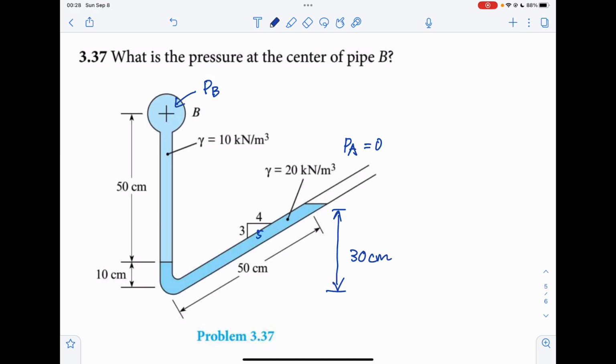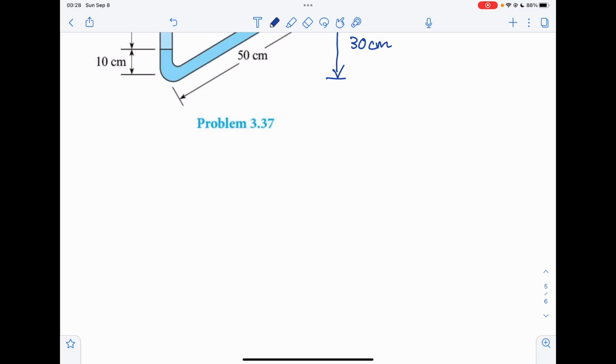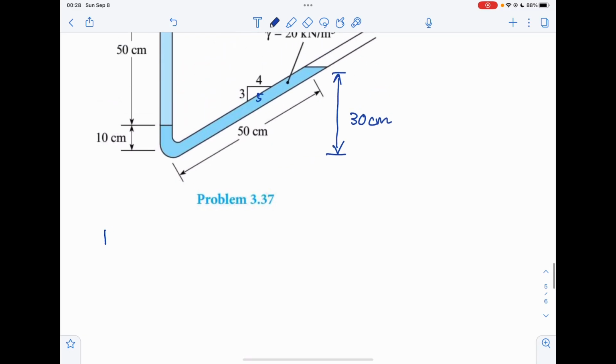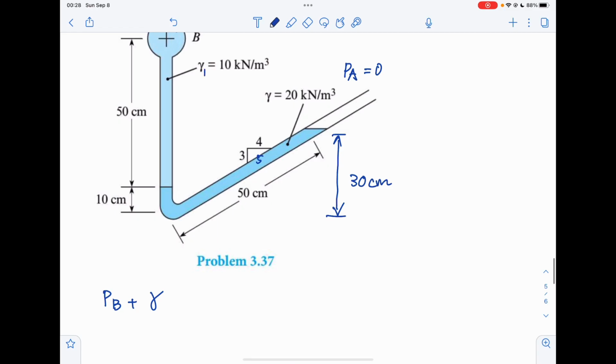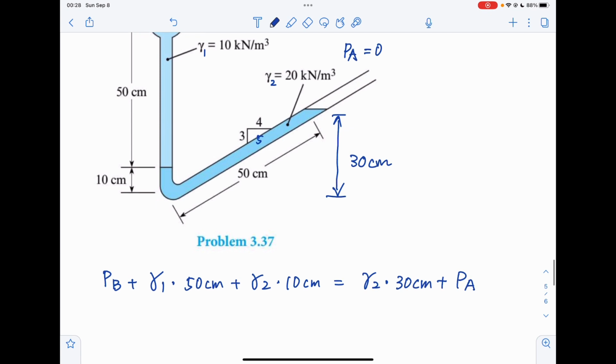So now we're going to write down the equation for the pressure at point B. The pressure at point B plus the gamma, let's say gamma 1 here and gamma 2 here, gamma 1 times 50 centimeters plus gamma 2 times 10 centimeters will equal gamma 2 times 30 centimeters plus the pressure at point A.